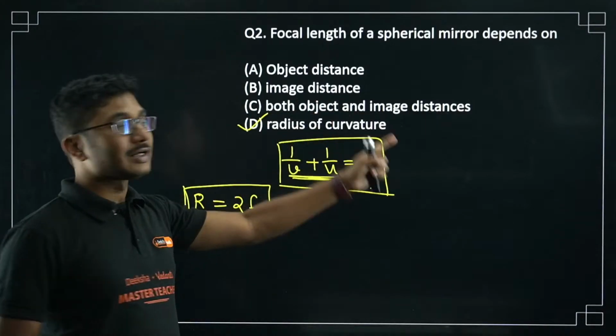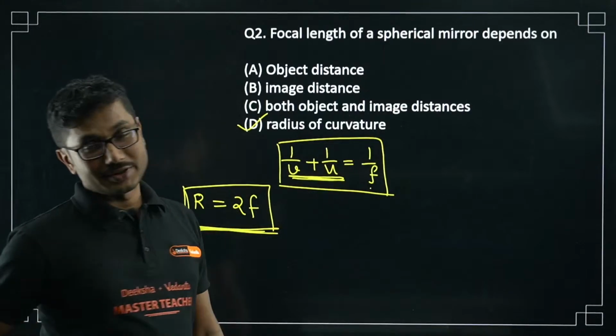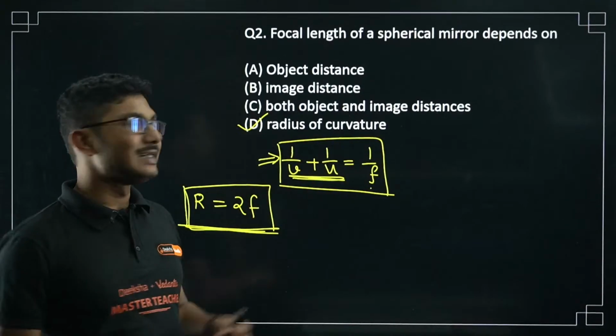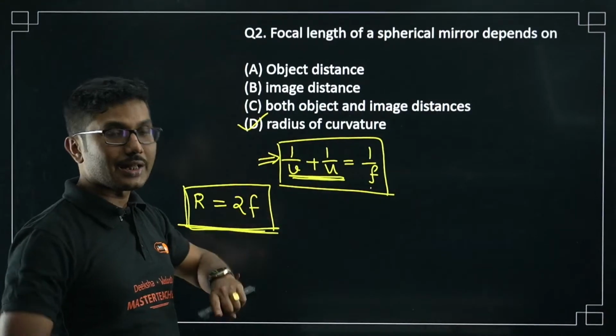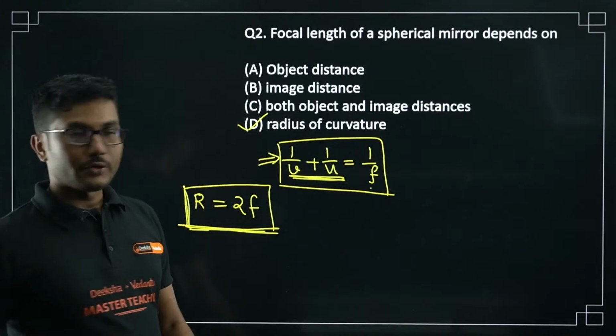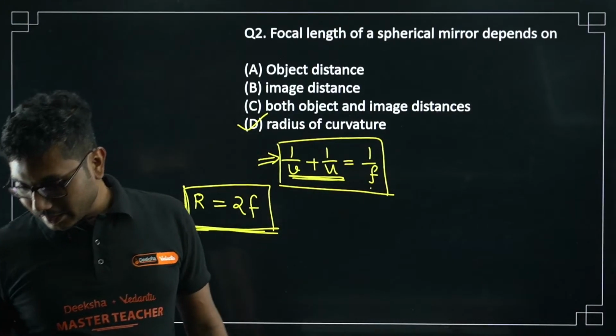So radius of curvature is the correct answer, not option C, both object and image distance. Even though this is the relation, object and image distance are related to f with this equation, not the other way around. Focal length is independent of u and v, it only depends on the radius of curvature. So radius of curvature is the correct answer. Some of you have already answered it correctly.